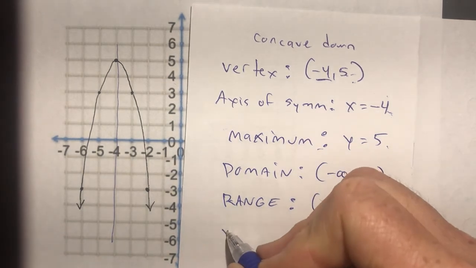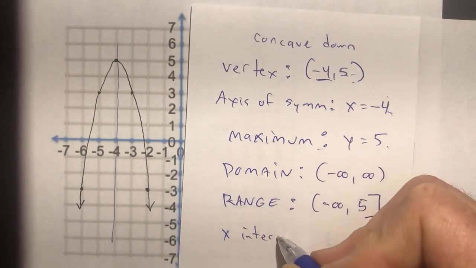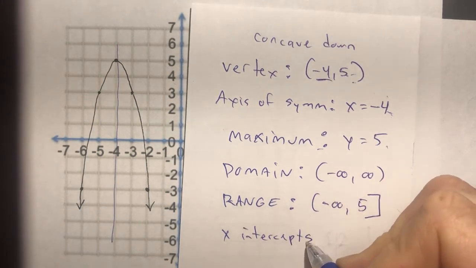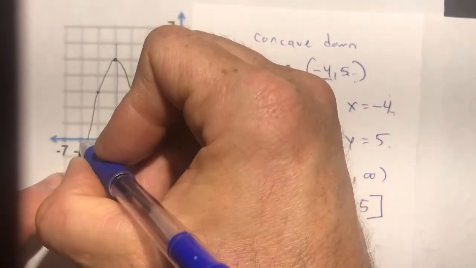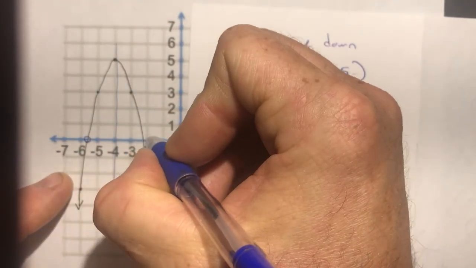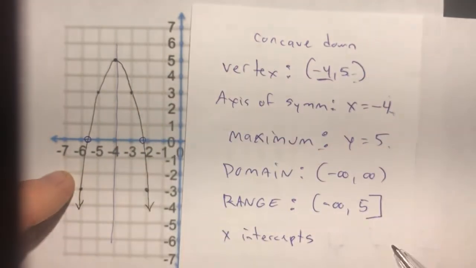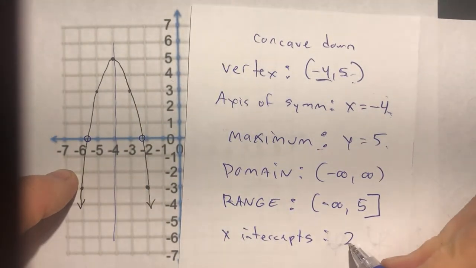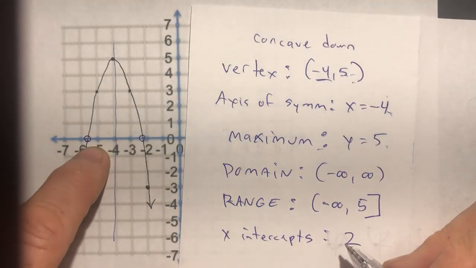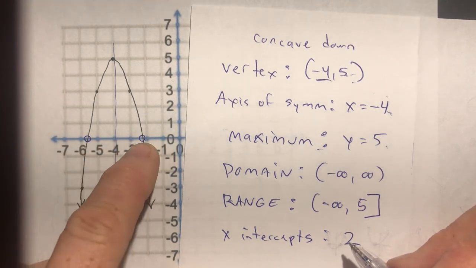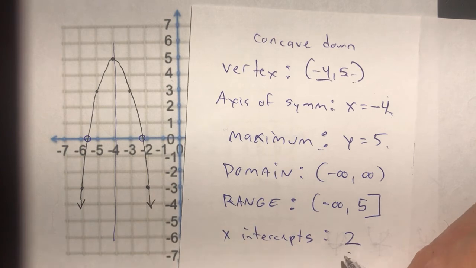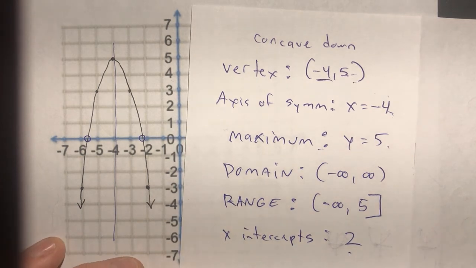Now, what about my x-intercepts? This has two x-intercepts. There's one right there, and there's one right there. This one's between -6 and -5. This one here is between -3 and -2. But it has two x-intercepts, and so that's all we'll have to answer on that.